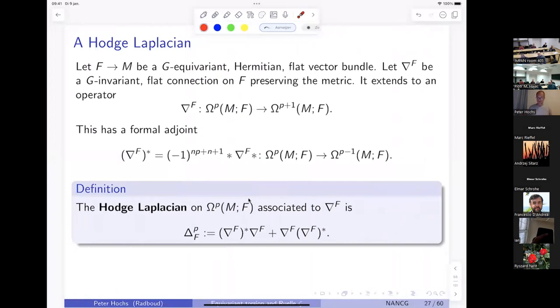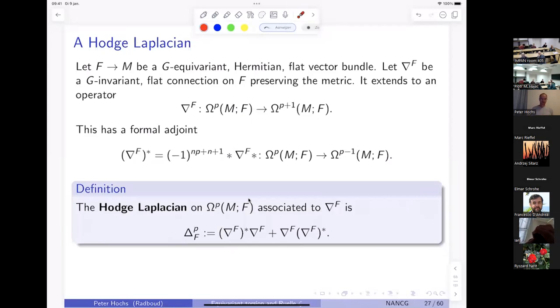I want to change notation or assumption a little bit before I go on. In the classical case, I twisted by this rho, and this representation rho of a fundamental group gives us a flat vector bundle with a flat connection. Those two things are actually equivalent. And now, because I have the G action here, I want to start with a flat vector bundle with a flat connection instead of starting with this rho.